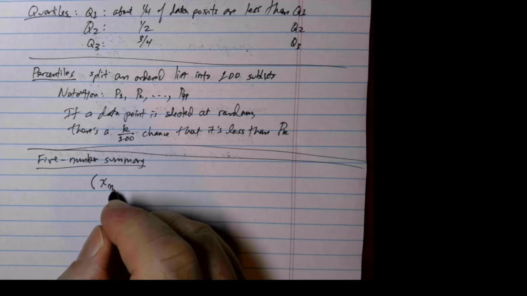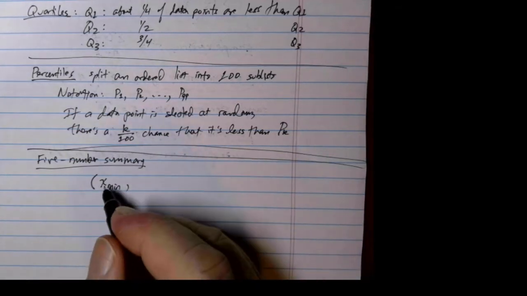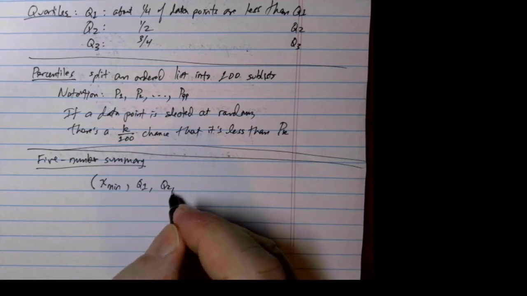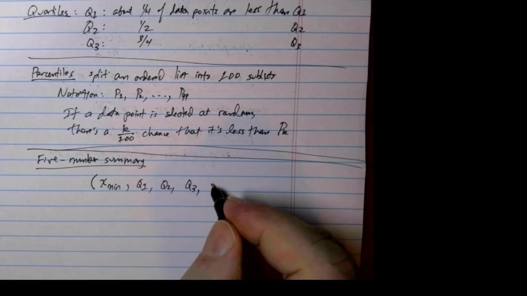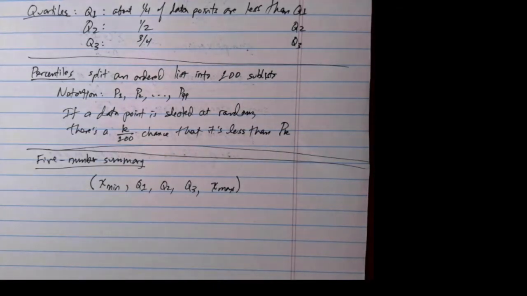It is the minimum value. I'm going to label it X min here. We're thinking of a numerical data set. This is the minimum value, Q1, Q2, Q3, and then the maximum value. You can find these by hand pretty much, but we really don't find quartiles, and in the 5-number summary in particular, other than by using the calculator.